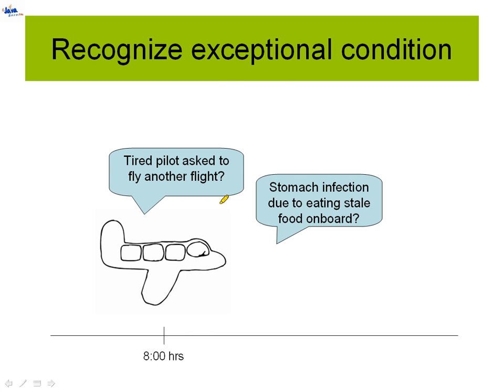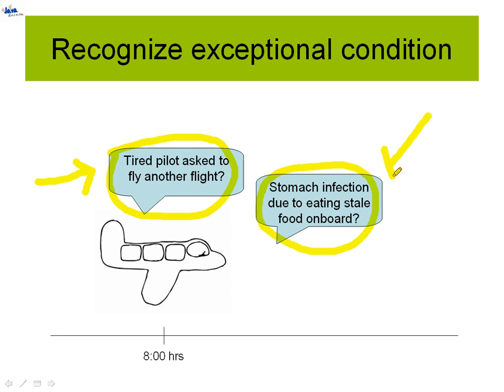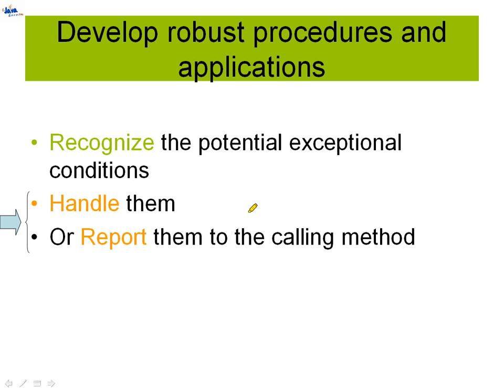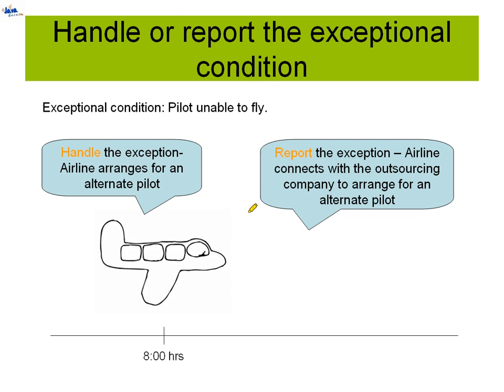Now, the first point is recognizing the potential exceptional condition. Let's go back to the example that we just talked about. We have two conditions. The first one, I'm talking about a tired pilot, and in the other condition, I'm talking about the stomach infection. So, depending on my need, depending on what I think is an exceptional condition, I might treat this as an exception condition or this or both. So after I have identified the exceptional condition, I either handle them or report them. So how do we do that?